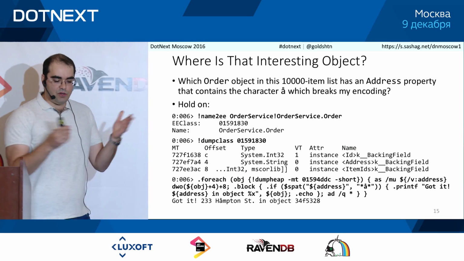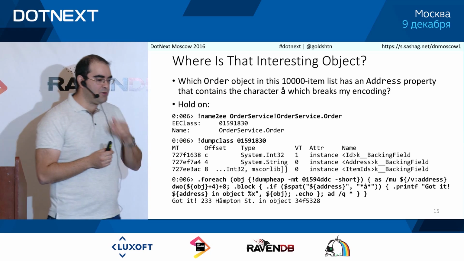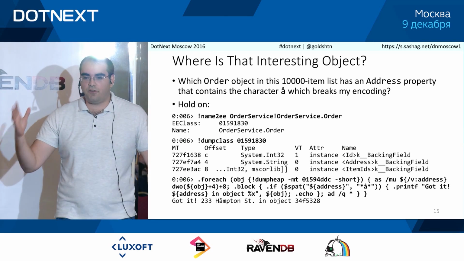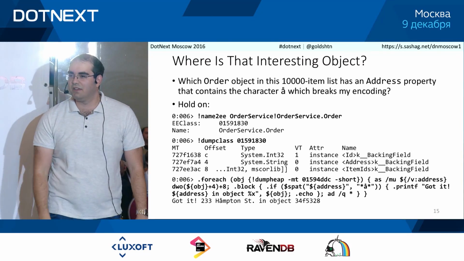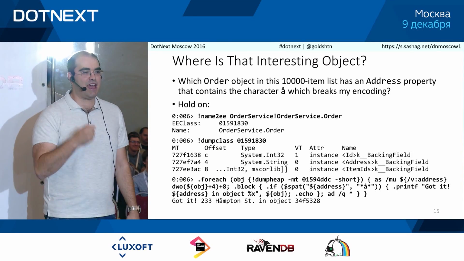All right, so something totally different now. Suppose you have this huge collection of objects, and in that collection there is one bad object. And I want to find this one bad object.